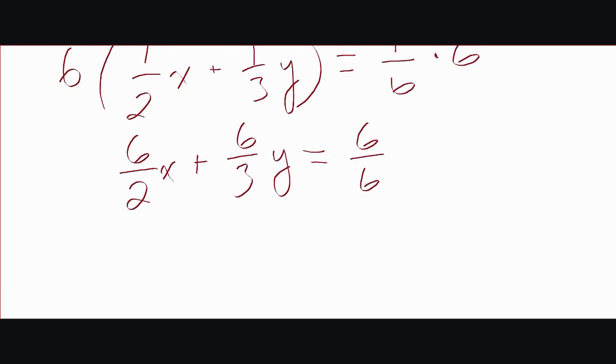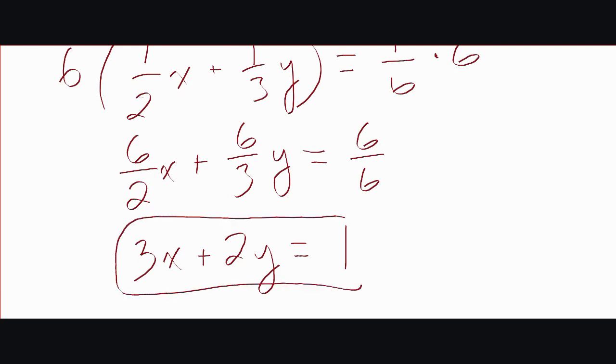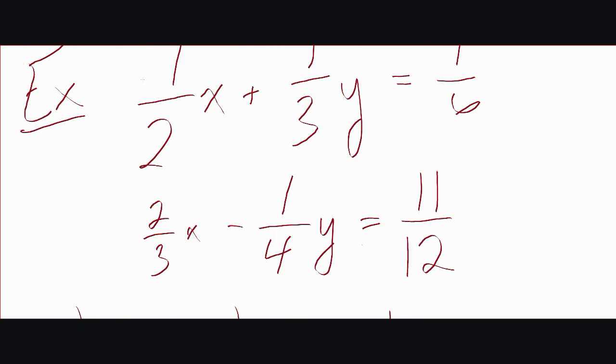Now look what happens. 6 over 2 is 3x. 6 over 3 is 2. That's 2y. 6 over 6 is 1. So because we multiply by the least common multiple on both sides, each of these fractions simplifies into a whole number. So now I have a much prettier equation to work with. 3x plus 2y equals 1. So keeping that one in mind, let's take a look at the next equation.